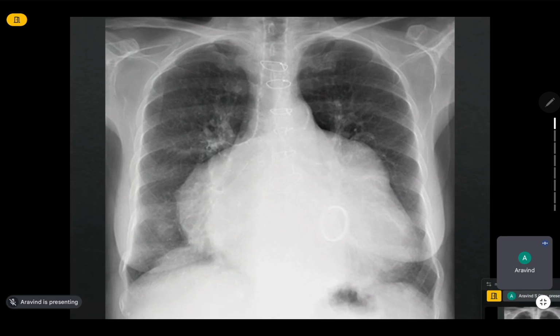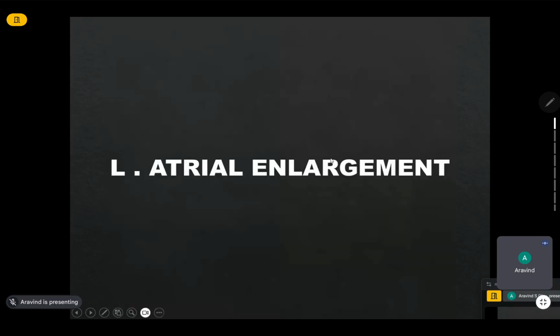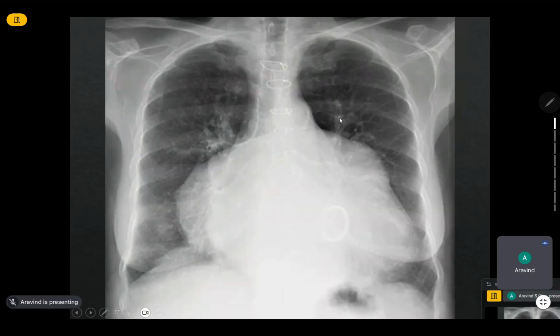Moving to left atrial enlargement. Again, you have cardiomegaly here. The heart is enlarged, and there is something known as the double border sign. You can see two borders here, one inner border and the outer border. So this is the enlarged left atrium. If you find this sign, it is indicative of left atrial enlargement. So you have cardiomegaly, and there are two borders on the right side. You can see this is the inner border and this is the outer border. I'll show it in the next illustration.